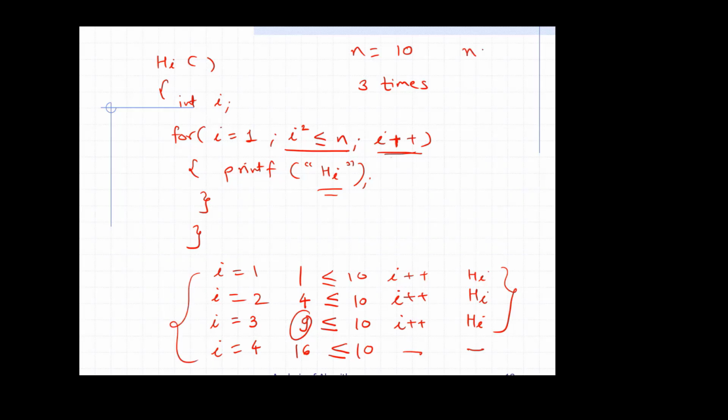So for example, if I take n equal to 16, this condition will get satisfied and we'll do i plus plus and print "hi". So if my n is 16, "hi" gets printed 4 times. Similarly, when n becomes 25, "hi" will be printed 5 times. So whatever my n is, "hi" is going to get printed root of n times. So here the time complexity we are going to give is big O of root n. Whatever the value of n is, we are going to have the square root of that.